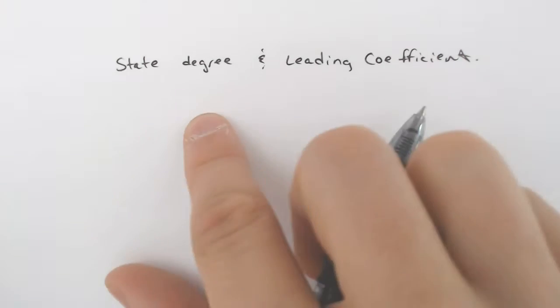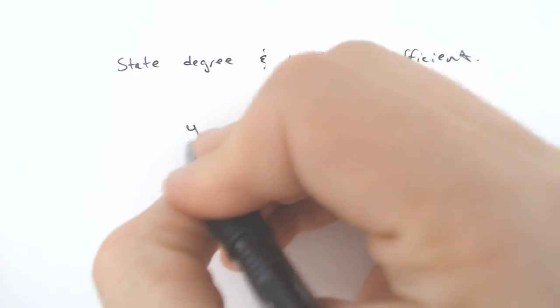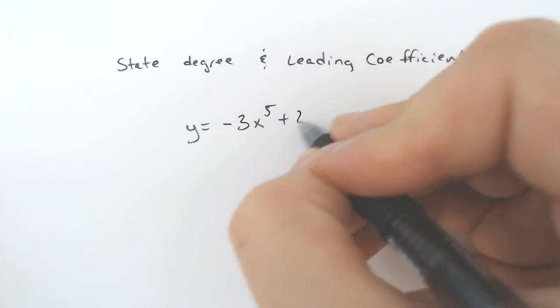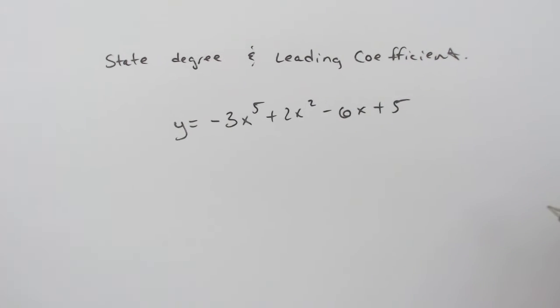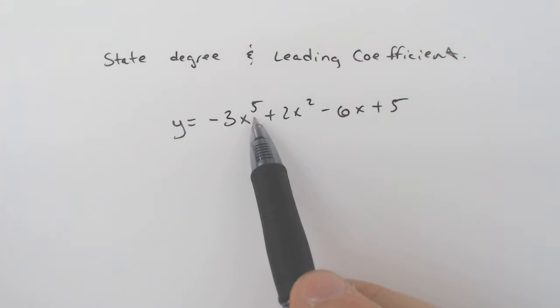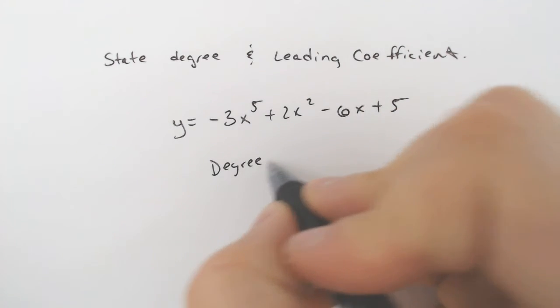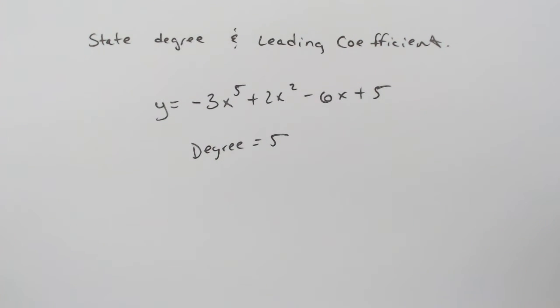Today we're going to figure out the degree and the leading coefficient of some polynomials. So let's say we got y equals negative 3x to the fifth plus 2x squared minus 6x plus 5. The degree is relating to the very, very biggest exponent. So the degree of this guy is 5, which tells us that this is an odd degree polynomial.